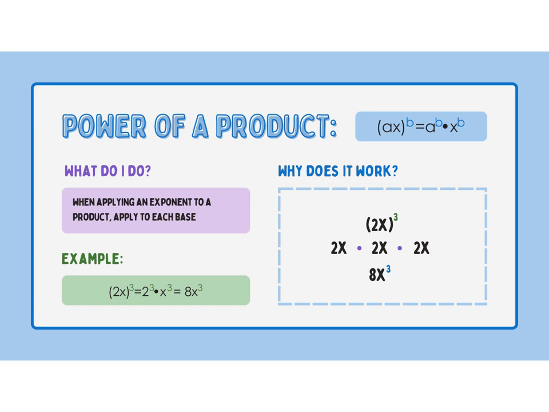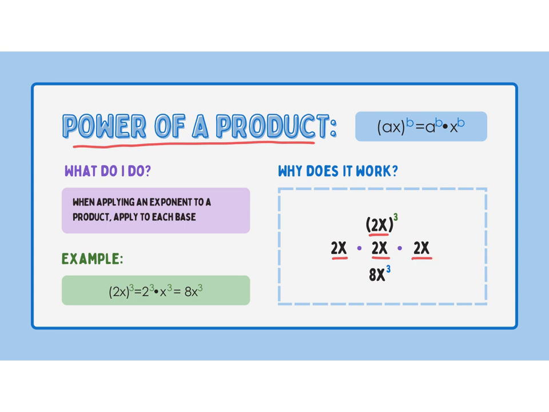This is where it gets a little tricky. This is the power of a product. So listen carefully as I show this. So now you have 2x to the 3rd. So this is really 2x times 2x times 2x.